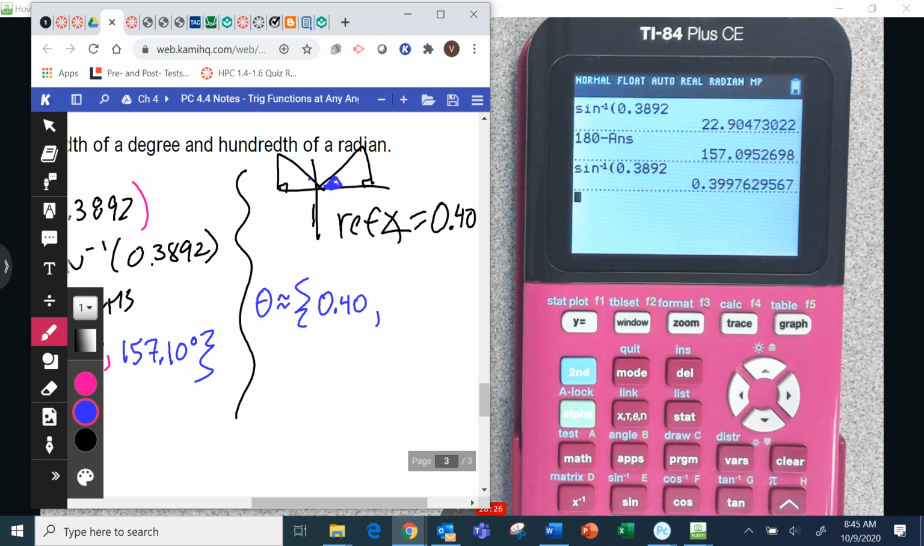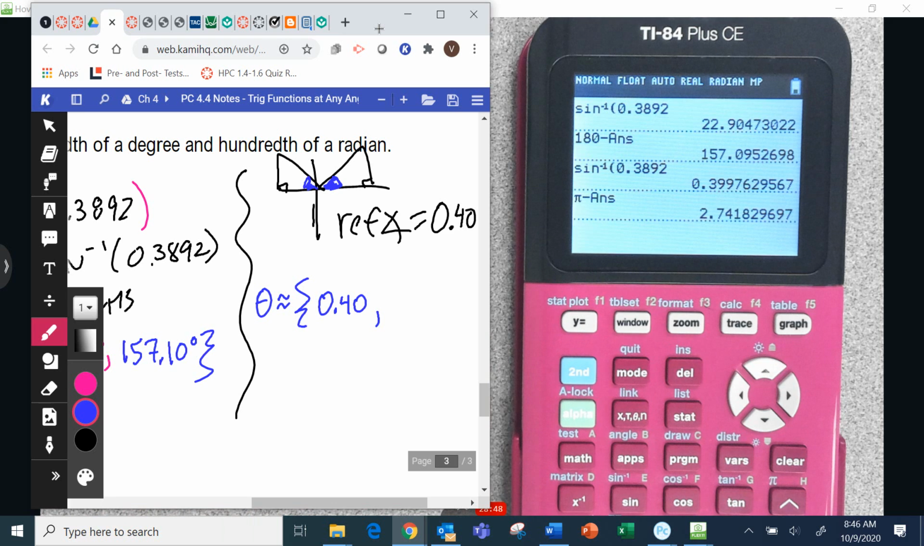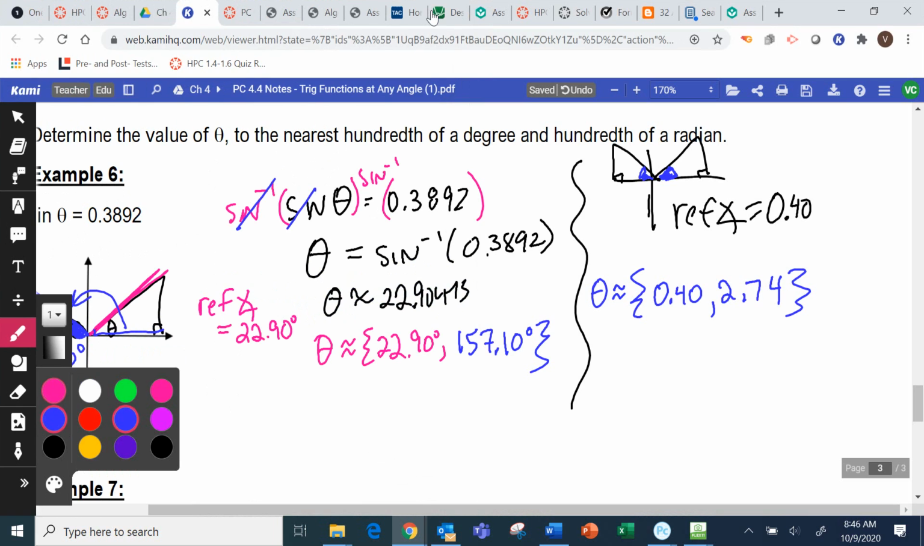And then my second answer before, you can see my work from before, we did 180 take away answer. That's not going to work this time. That'll give you a way wrong answer. I need to do what? Pi minus answer. If I have to say it out loud, it's probably happened before. You've got to make sure you don't use 180 when you're in radians. So, 2.74.